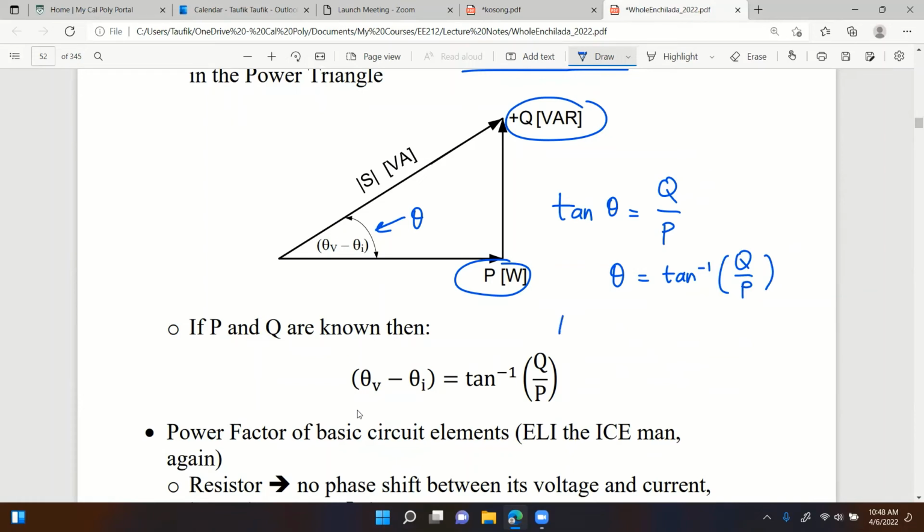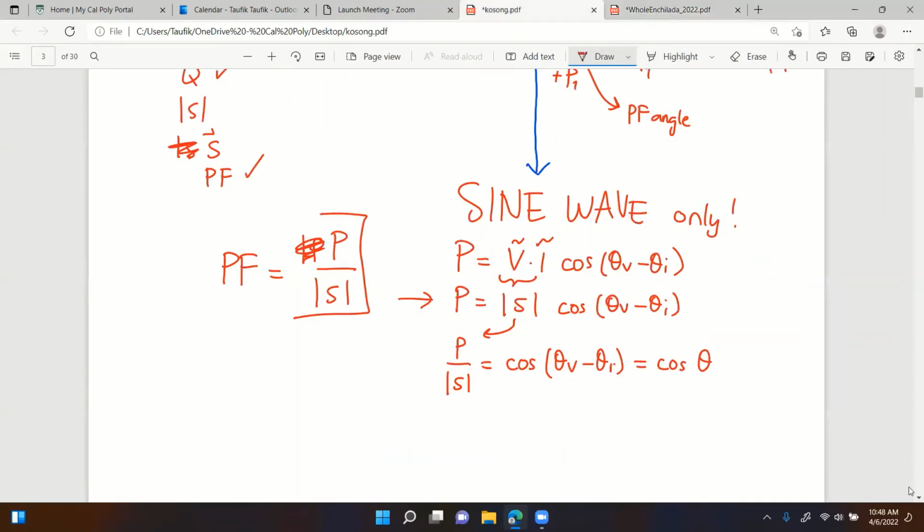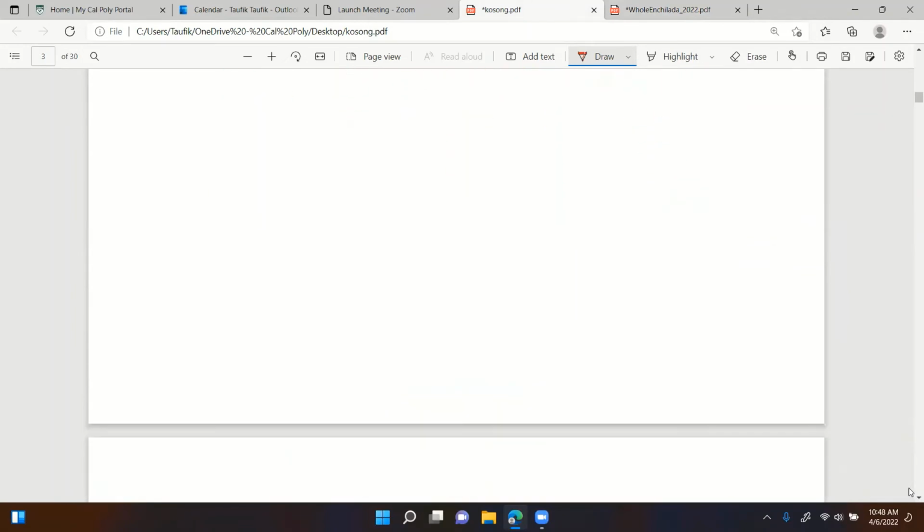So therefore, power factor should be equal to cosine of arctangent of Q over P. Right? This is just an example to show you that if you know two parameters in the power triangle, such as Q and P, then you should be able to get the power factor angle. And from the power factor angle, you can get power factor. Right. Any questions so far? All right. If not, then let's move to this other page again.